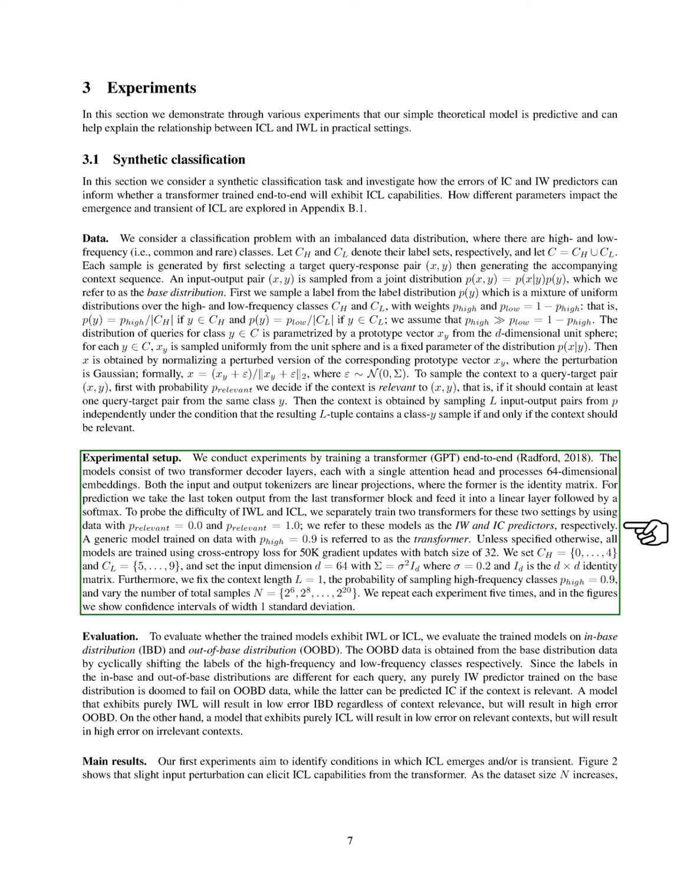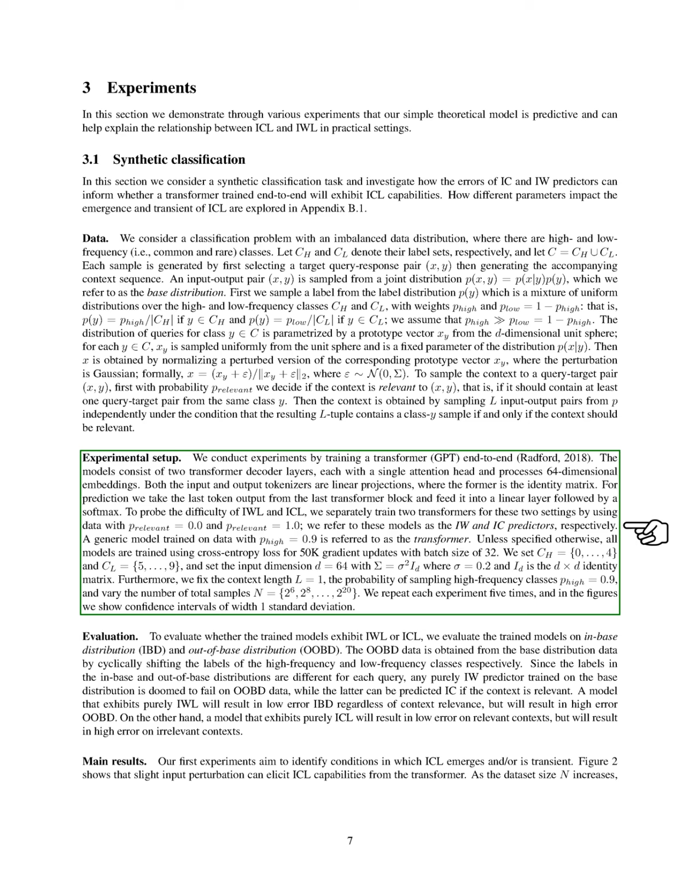To assess the challenges of IWL and ICL, we train two separate transformers using data with different relevance probabilities. We label these models as IW and IC predictors. A generic model trained on data with a high probability for high-frequency classes is simply referred to as the transformer. All models are trained using cross-entropy loss for 50,000 gradient updates with a batch size of 32.